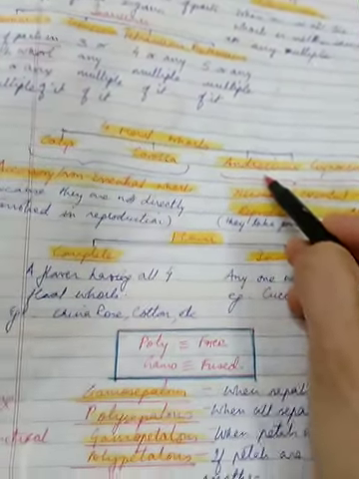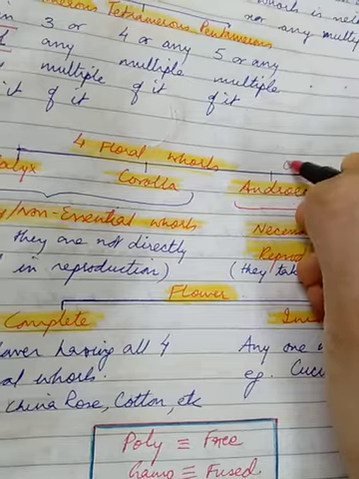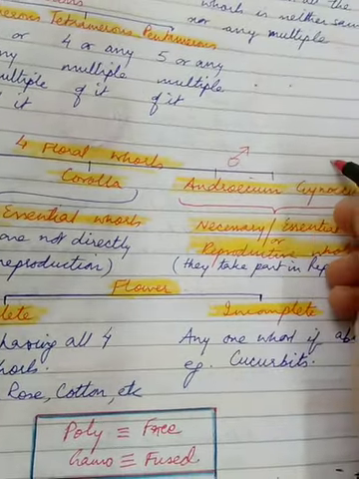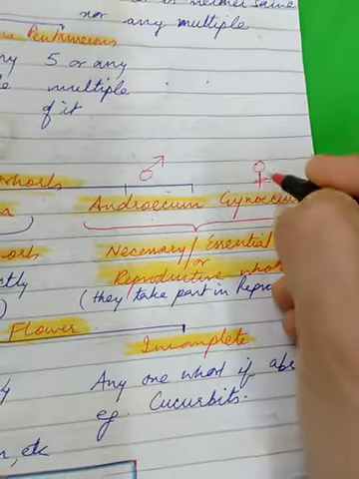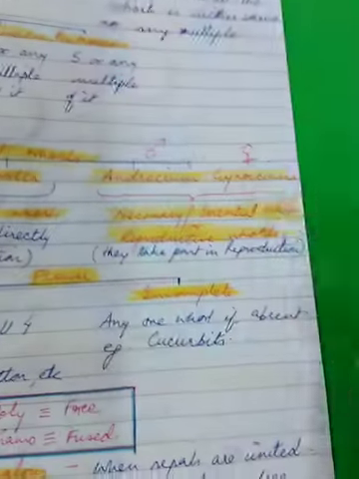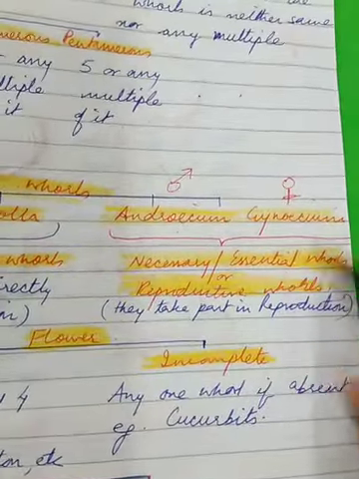Androecium is the male part. That means if I draw the sign, it is circle and arrow, right? Gynoecium is the circle and a cross. So this is the female part. Now these two parts are directly involved in reproduction.